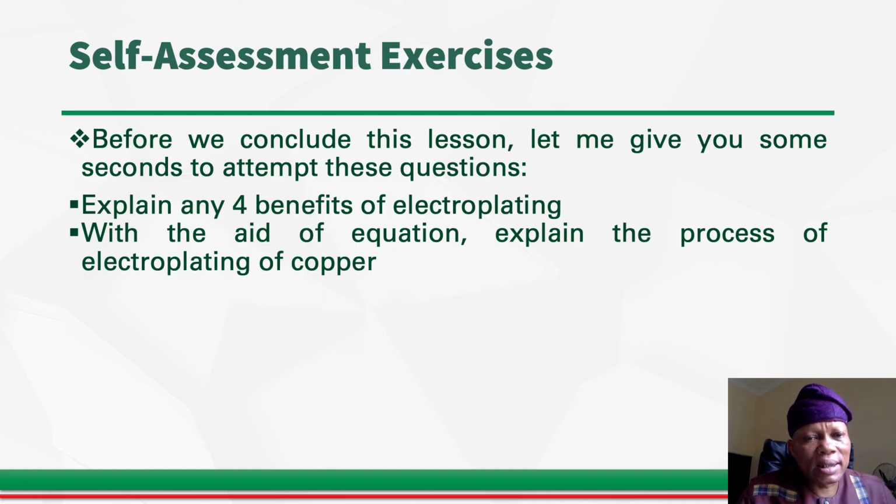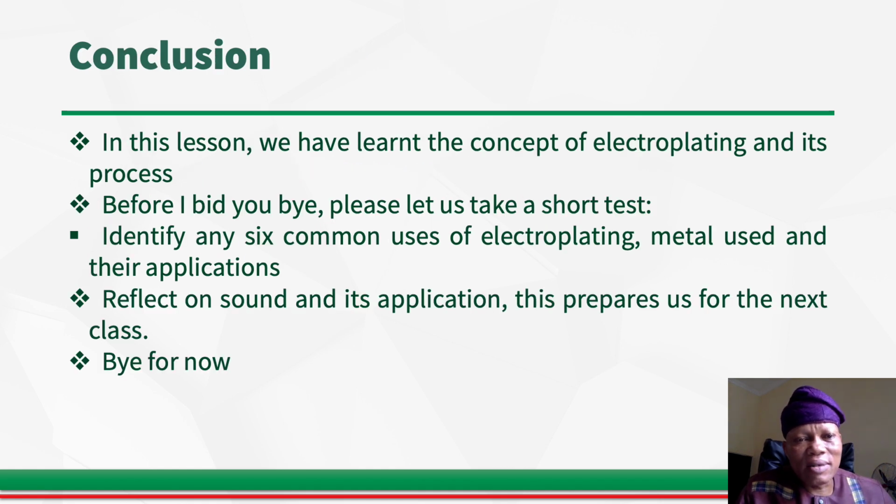Before we conclude this lesson, let me give you some seconds to attend these questions. Explain any 4 benefits of electroplating. With the aid of equation, explain the process of electroplating of copper. In this lesson, we've learned the concept of electroplating and its process. Before I bid you bye, please let us take a short test. Identify any 6 common uses of electroplating, methods used, and their applications.